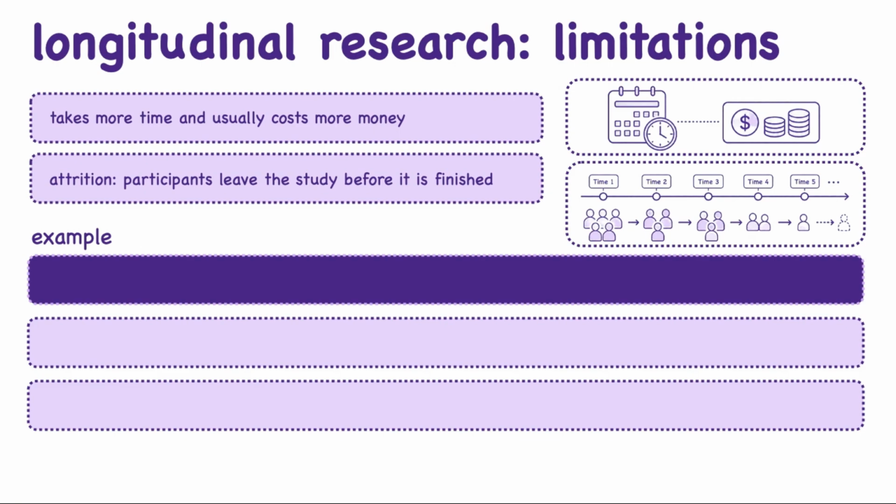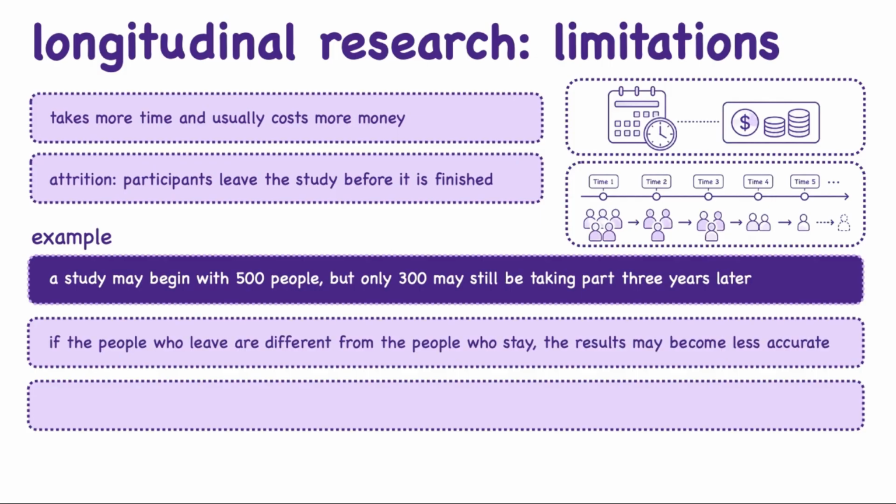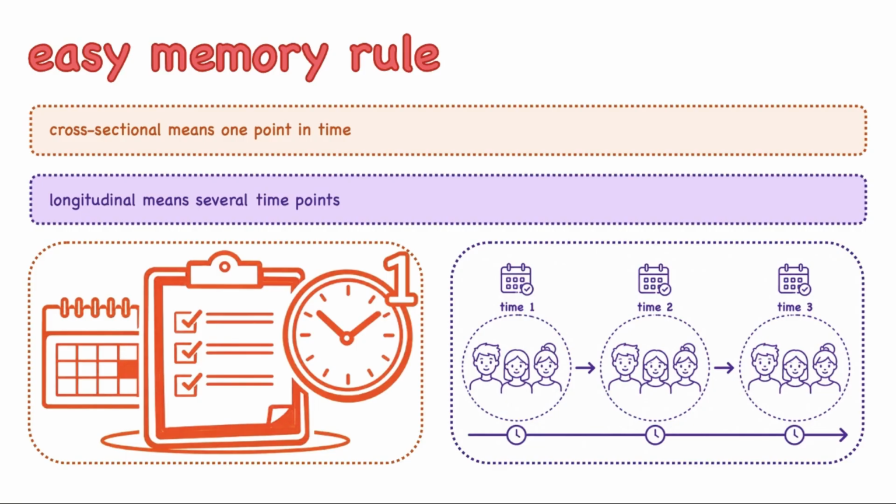For example, a study may begin with 500 people, but only 300 may still be taking part 3 years later. If the people who leave are different from the people who stay, the results may become less accurate. Longitudinal research can show change over time, but it does not automatically prove cause and effect. The easy memory rule is cross-sectional means one time point. Longitudinal means several time points.